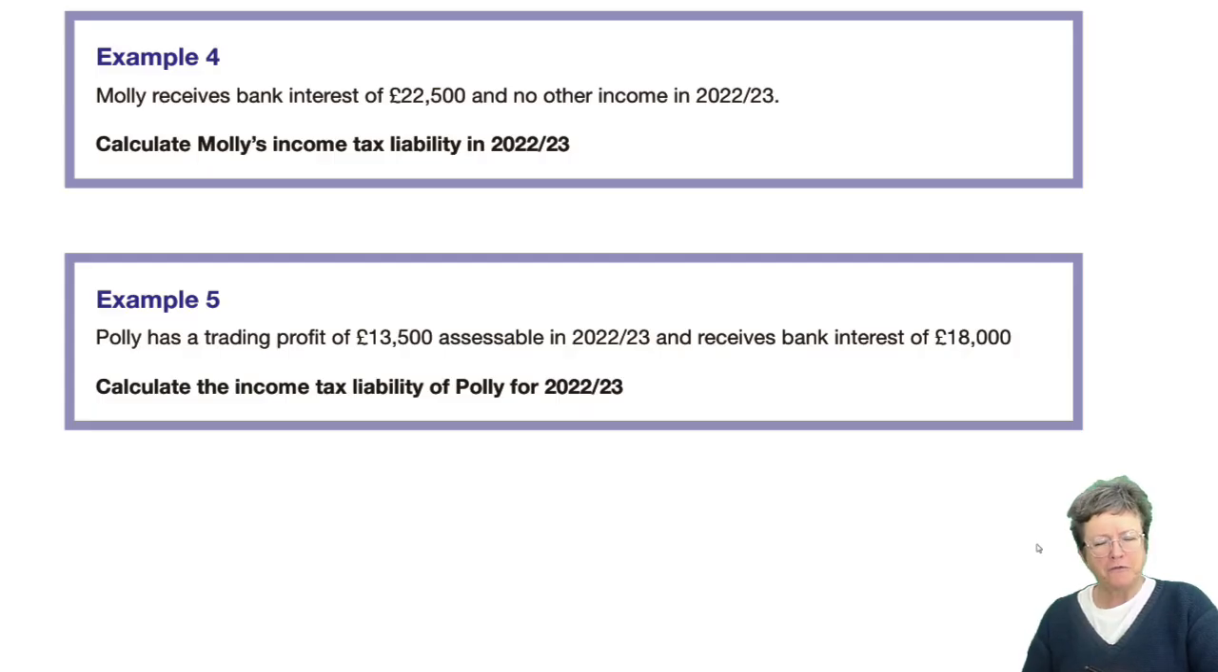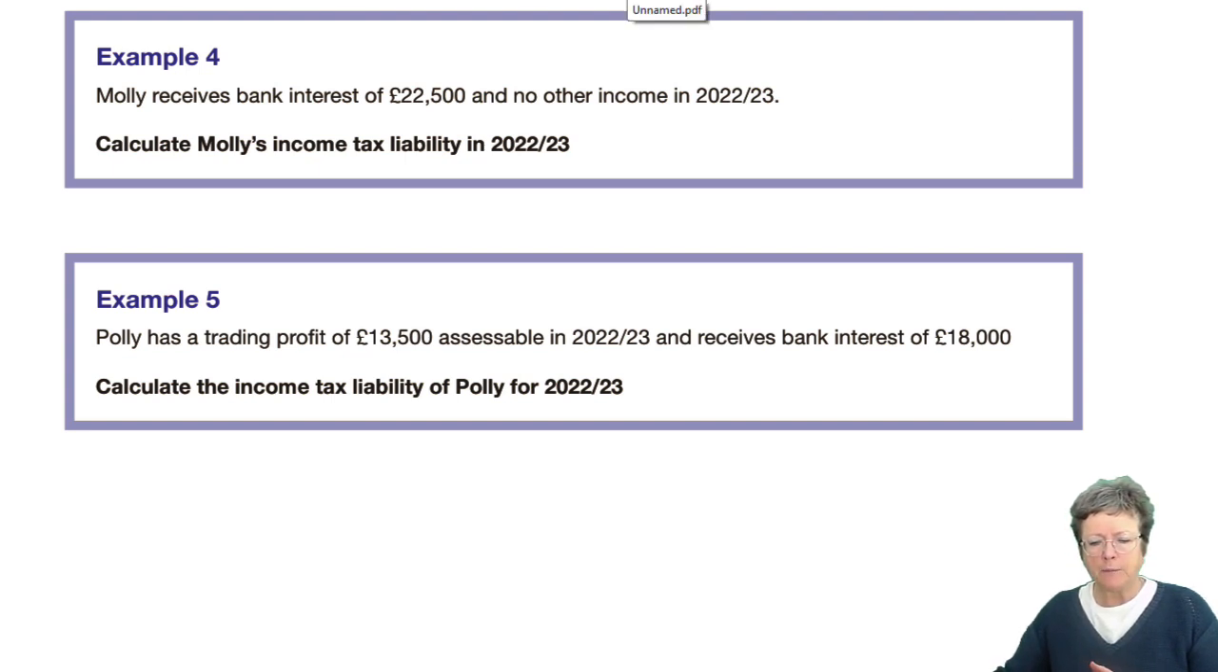Let's do example number 5. Different scenario here. Polly has trading income of $13,500, which is assessable in the tax year we're dealing with, 22-23, and has bank interest of $18,000.